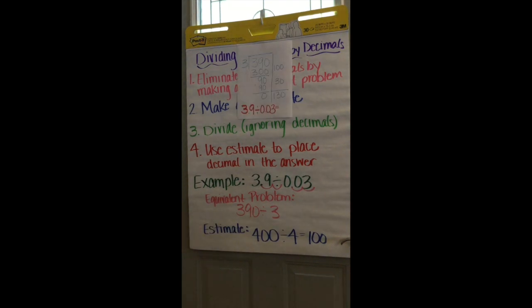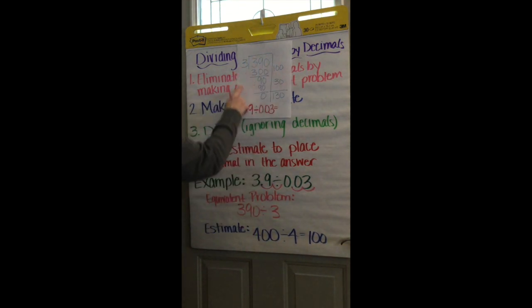Step number 3 told me that I had to divide, ignoring the decimals. So I took my equivalent problem, because my equivalent problem is where I got rid of the decimals, and I divided that out up here. And I did 390 divided by 3, my equivalent problem, and I ended up with an answer of 130. So my digits are 130.